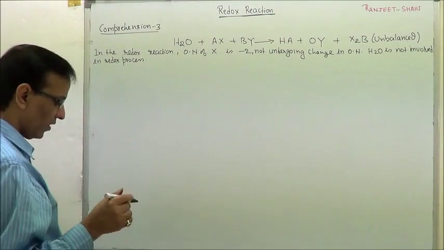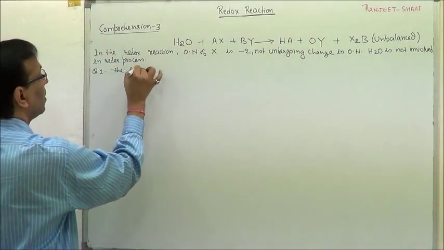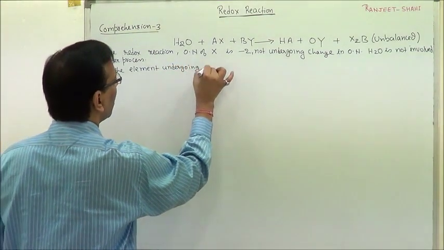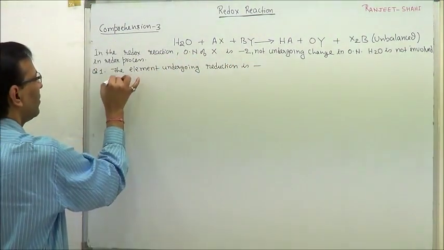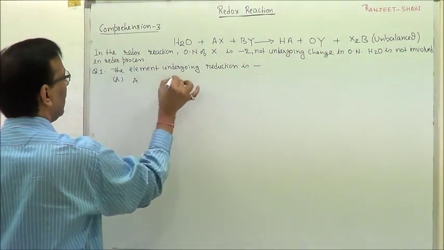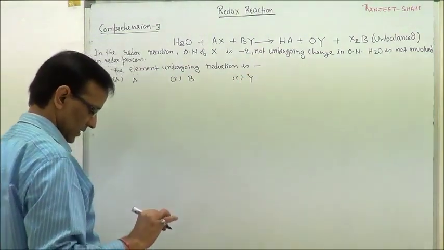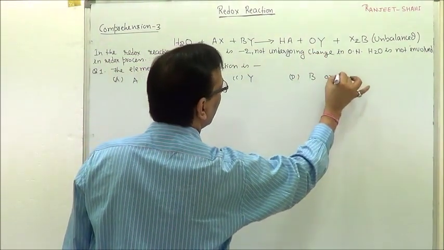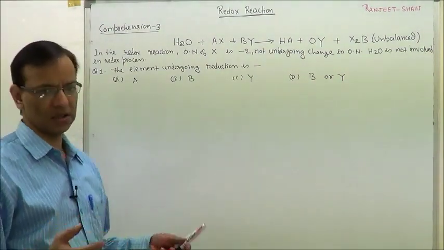The first question is, the element undergoing reduction is, the options are A, B, Y, either B or Y. Which element is undergoing a reduction?